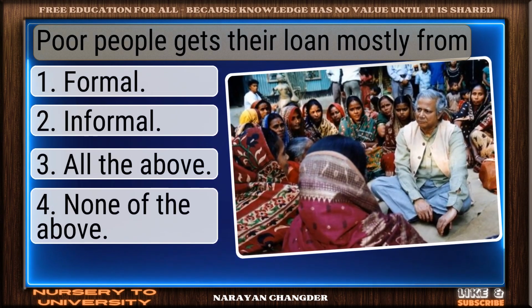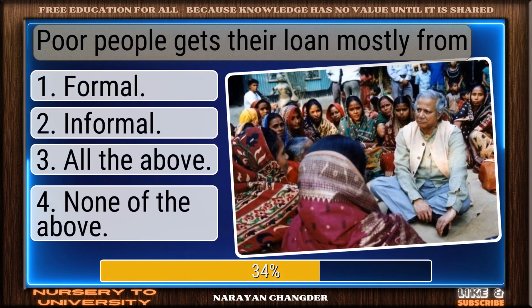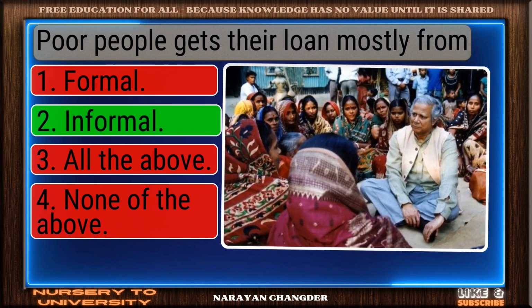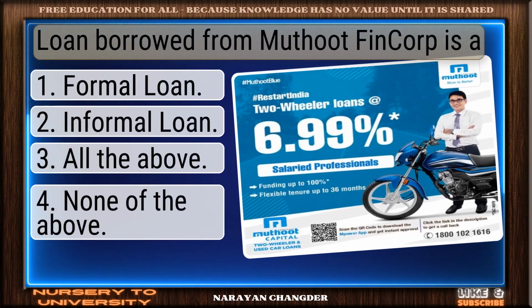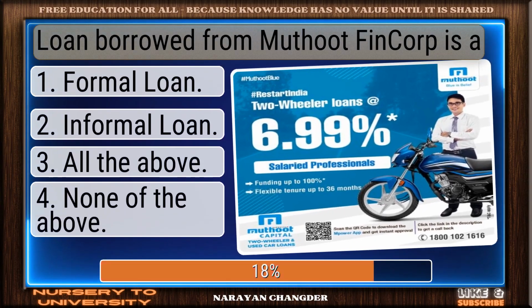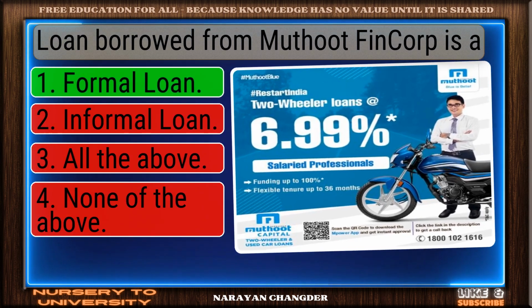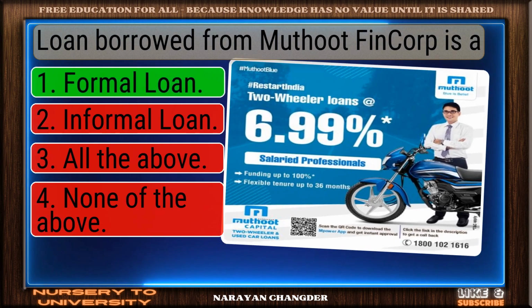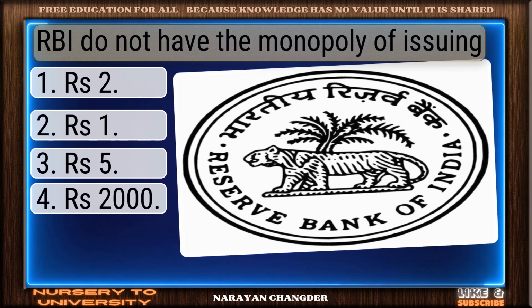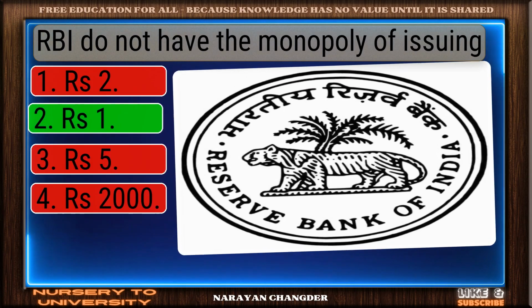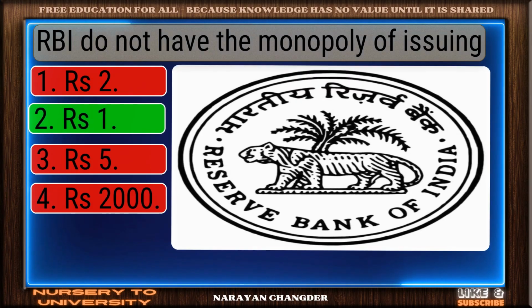Poor people get their loan mostly from... Well reasoned. Informal is correct. Loan borrowed from Muthoot Fincorp is a... Excellent. Formal loan is well reasoned. RBI does not have the monopoly of issuing... Excellent choice. One rupee coin is right.